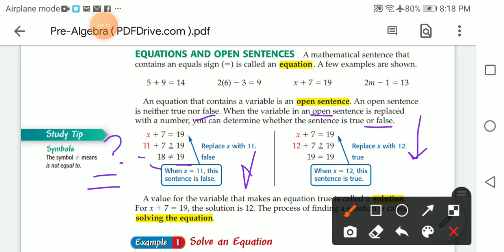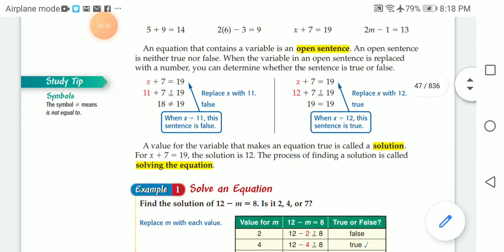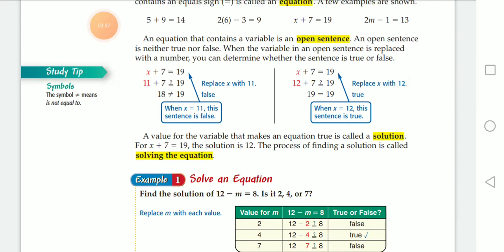Okay, so I have here another example. When x equals 12, for example, replace x with 12 and see if it's true or false. So 12 plus 7, is it equal to 19? Yeah, 19, it's equal to 19. It's true. So a value for the variable that makes an equation true is called a solution.